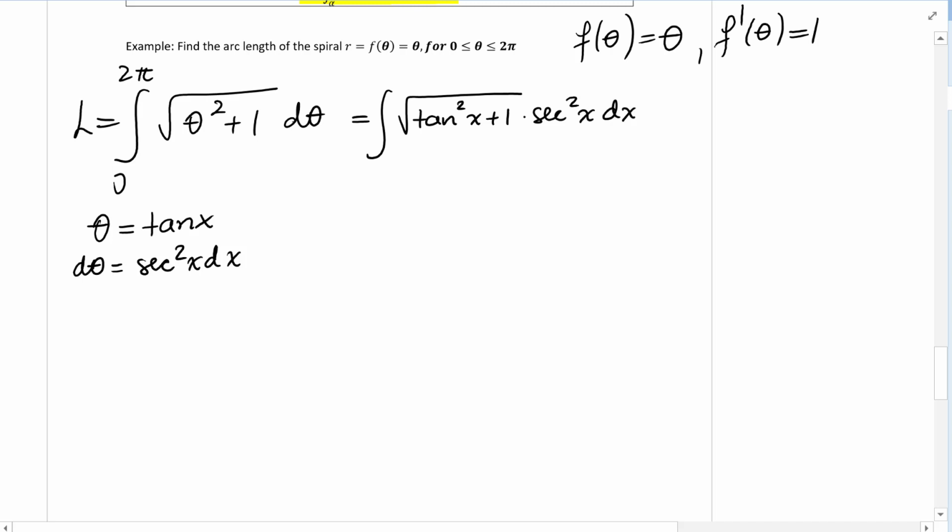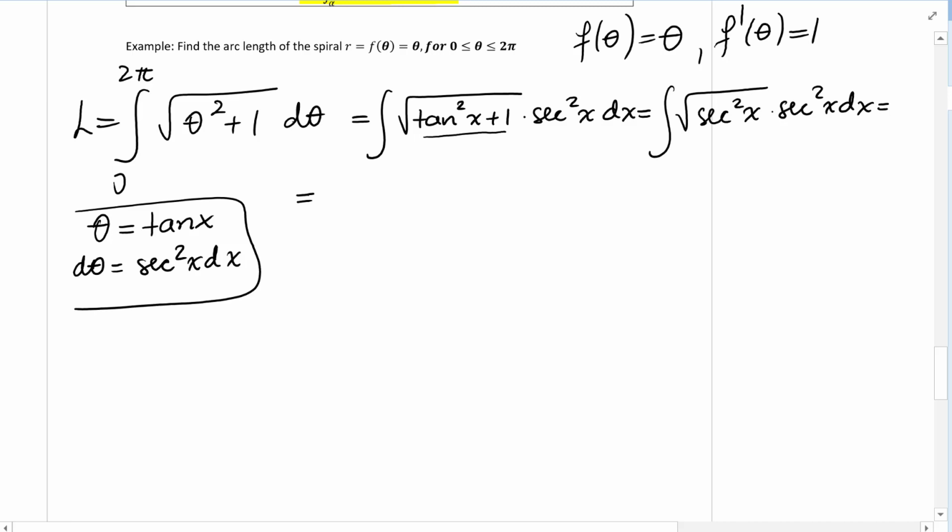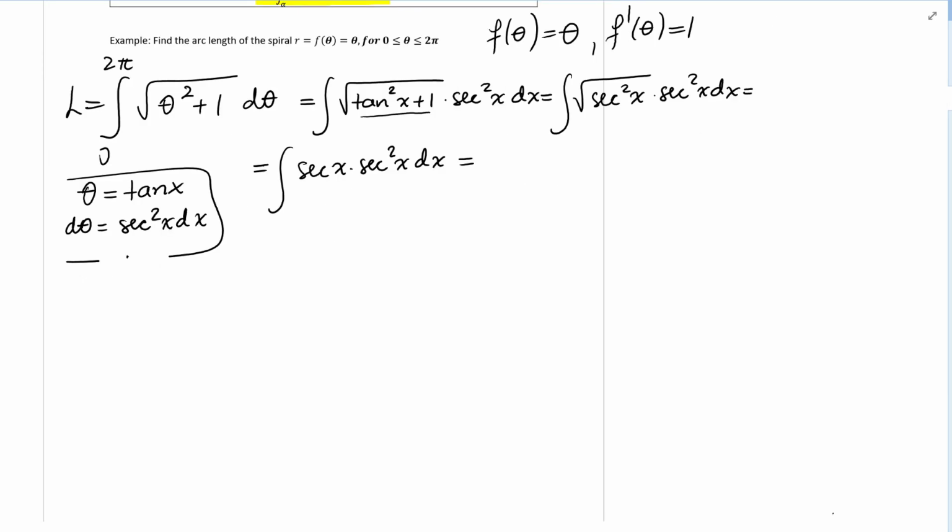So that is equal to the square root of tangent squared of x plus 1, which is secant squared of x, so the square root is secant of x, times secant squared of x dx. So this equals the integral of secant of x times secant squared of x dx. So let's use integration by parts. We'll say secant squared of x is tangent of x prime.